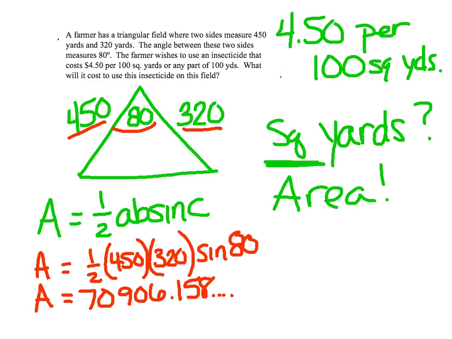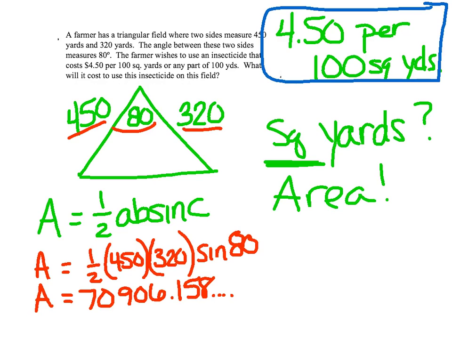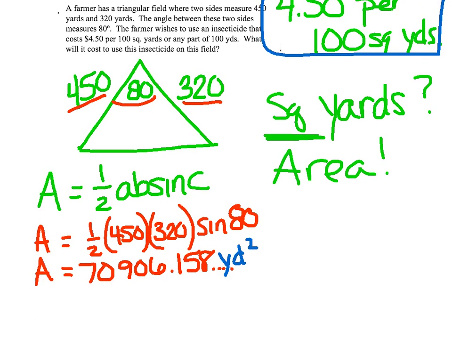Quickly type that in your calculator, and I get 70,906.158. Blah, blah, blah. Now, let's go back to the question. It said it's going to cost me $4.50 for every 100 square yards. Well, this is how many square yards I have, so I basically just need to take that number and divide it by 100.